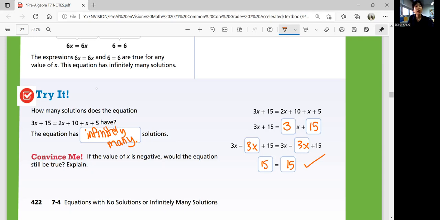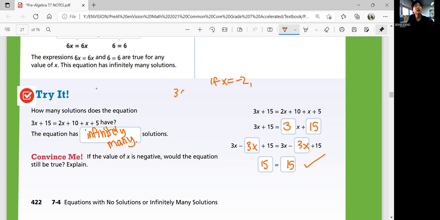Okay? Convince me. If the value of x is negative, would the equation still be true? Explain. Is it still true? Are they still equal to each other if x is negative? So say if x is negative 2, then is 3x plus 15 equal to 3x plus 15? Or are these equal to each other? Yeah, because the expressions are actually going to be the same. They're both 3x plus 15.